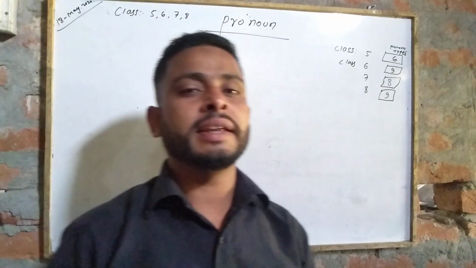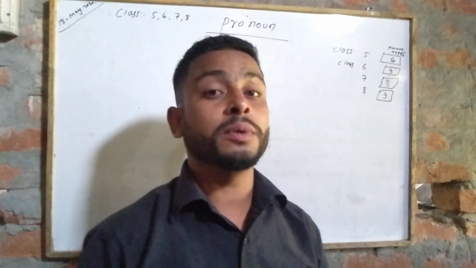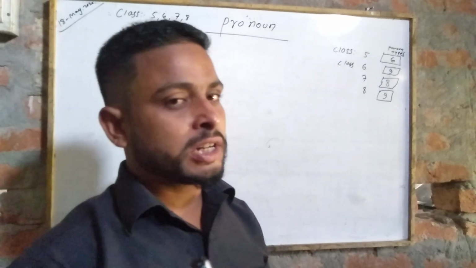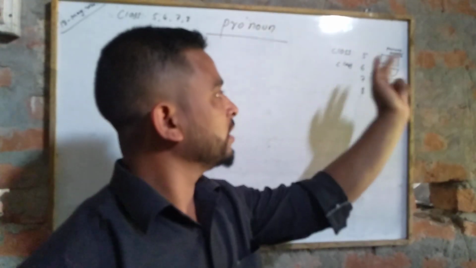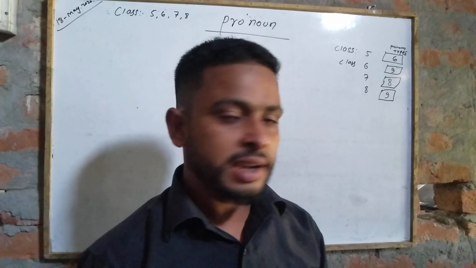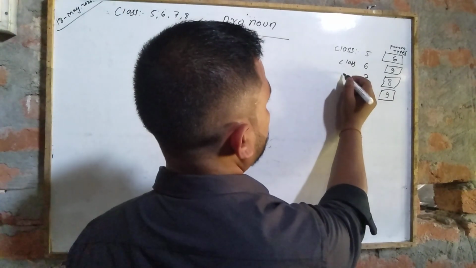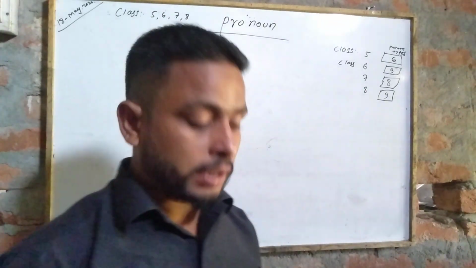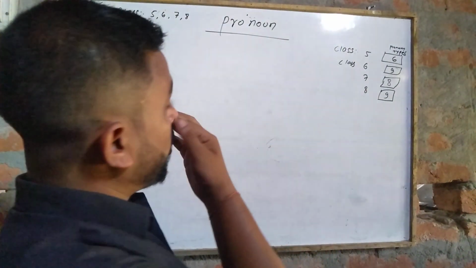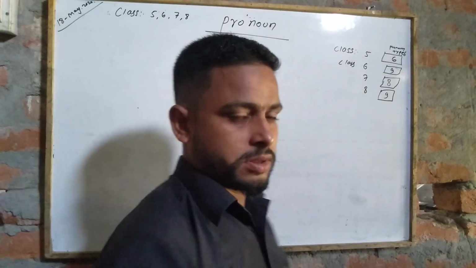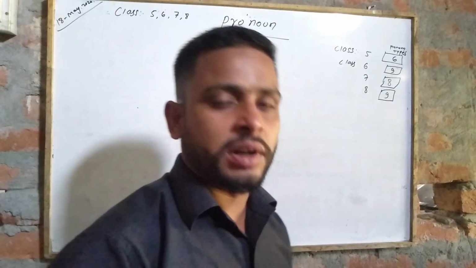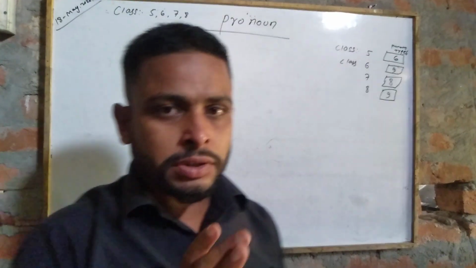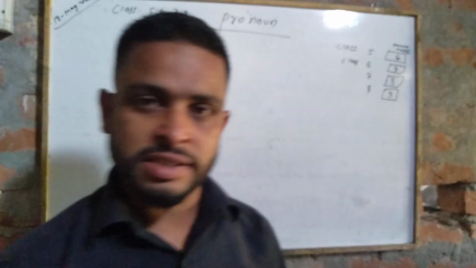So in your exercise there is a question: how many types of pronoun are there? Students of class 5 can write 6 types. Students of class 6 can write 9. Students of class 7 can write 8 types, and class 8 can write 9. But in this video, I explain 9 pronouns and maybe 10 pronouns also, and students can answer according to their question.